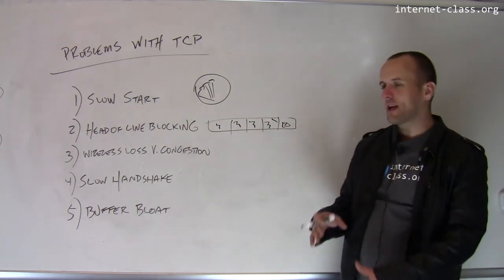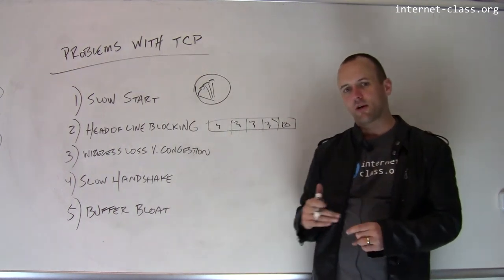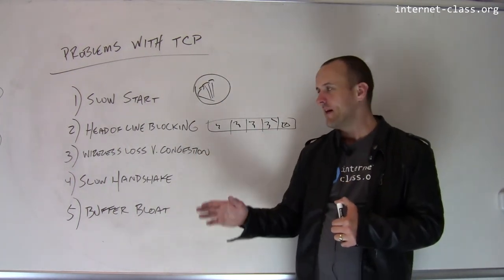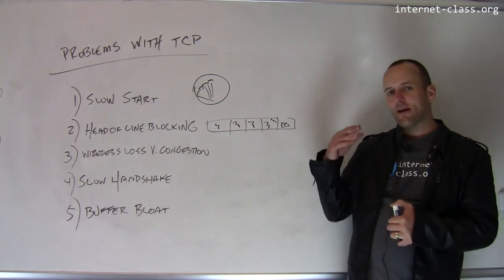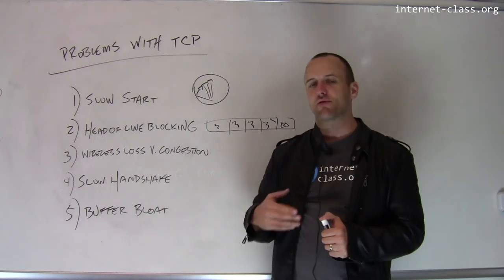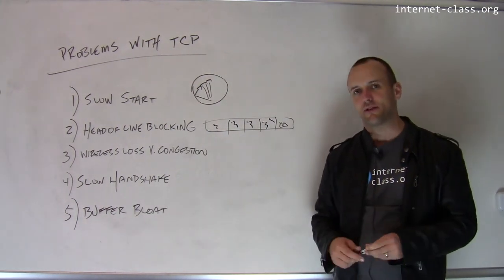And so, in today's modern world, TCP is a beautiful protocol. It's a venerable protocol. It's served us really well for decades, but the world is changing, and there are aspects of TCP that are problematic that are causing people to rethink new protocols at the transport layer.